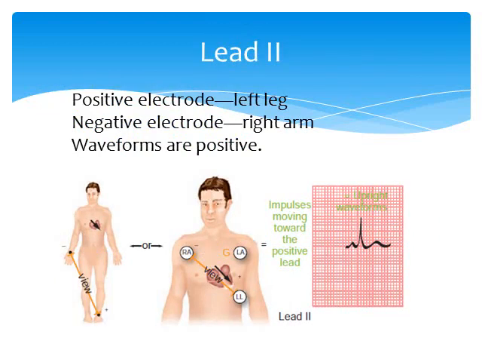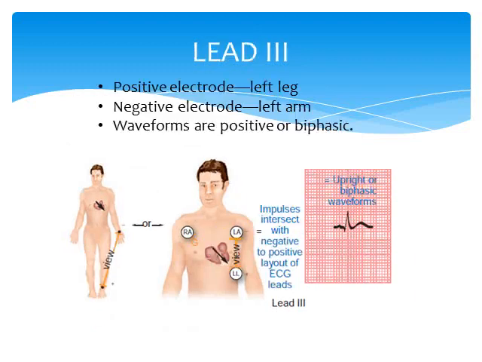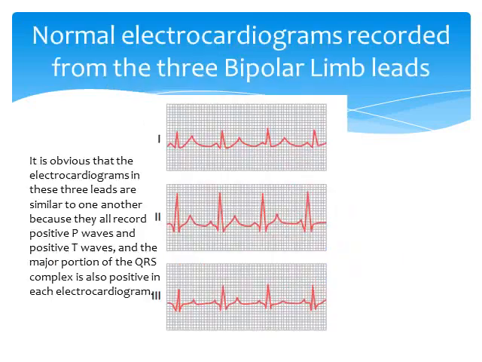In lead 2, the positive electrode is connected to the left leg, negative electrode to the right arm. Here also the impulses move toward the positive lead, so the waveforms are positive. In lead 3, the positive electrode is in the left leg and the negative electrode in the left arm. Here the impulses intersect with the negative to positive layout of ECG leads, so the waveforms are positive or biphasic.